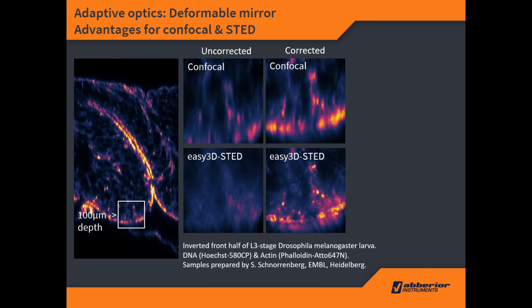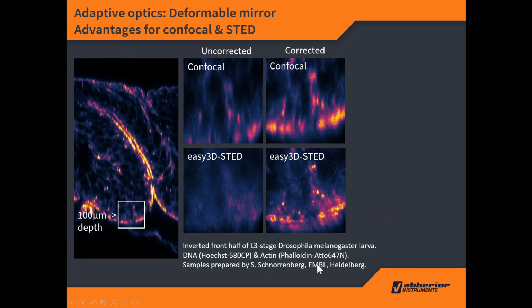We can see that when we are imaging here in a fly sample at about 100 micrometer depth, the confocal image in an uncorrected image is dim and also distorted, like stretched in the z-axis. However, if you look with correction, with the deformable mirror, we can actually recover the brightness and the distortion is also not noticeable anymore.